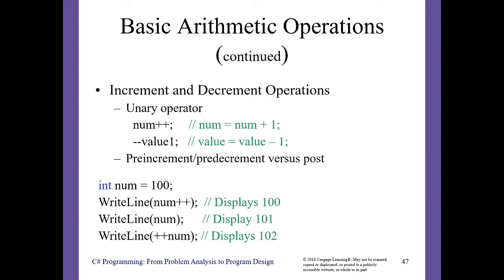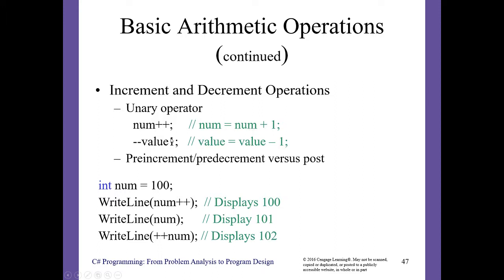Because addition and subtraction are such common operations, we can also use unary operators, which mean we're going to add 1 or subtract 1. That's why they're unary, 1 digit. So if I put a plus sign after this variable num, then at the end of the current line of code, num will be incremented by 1, or 1 will be added to it.